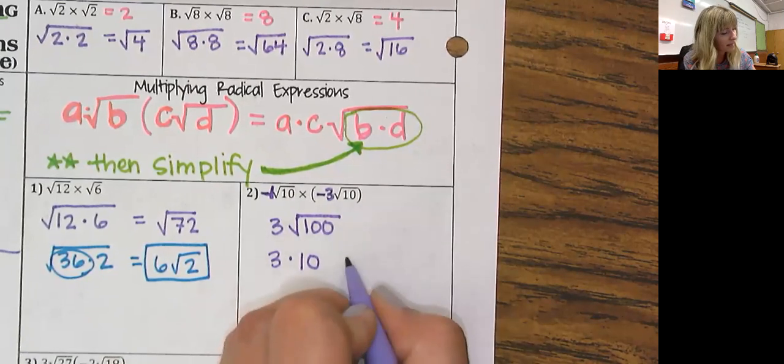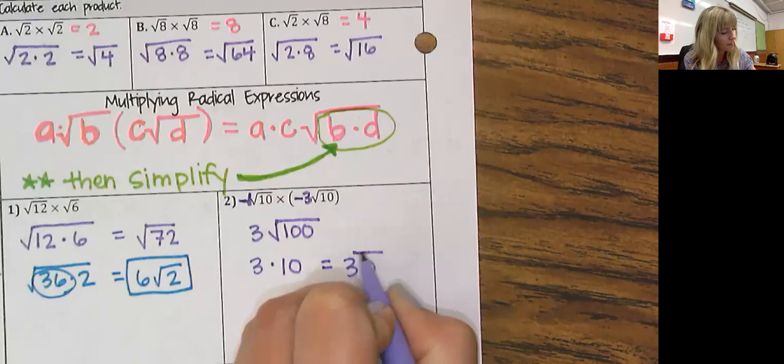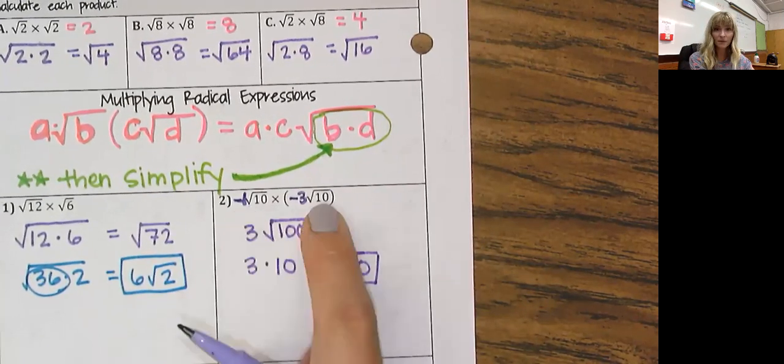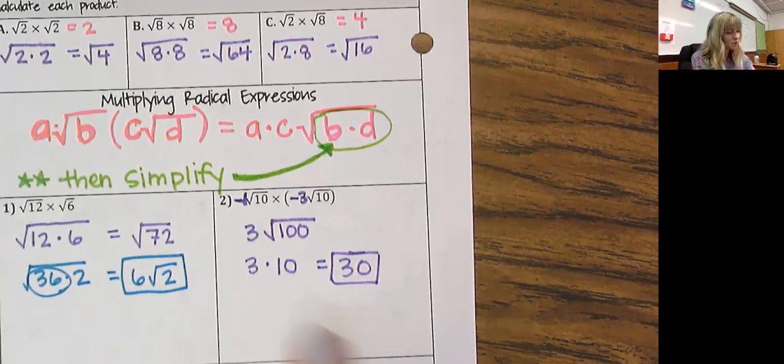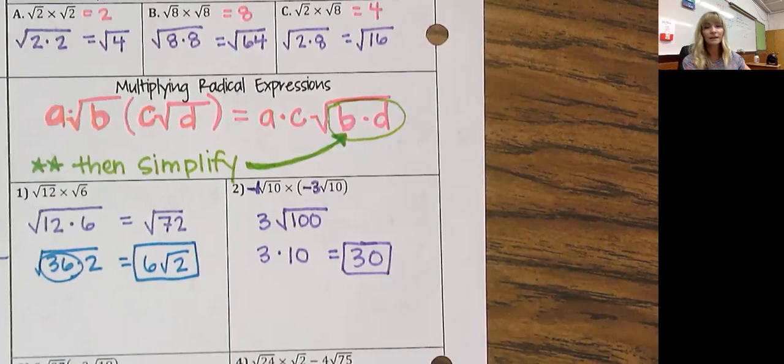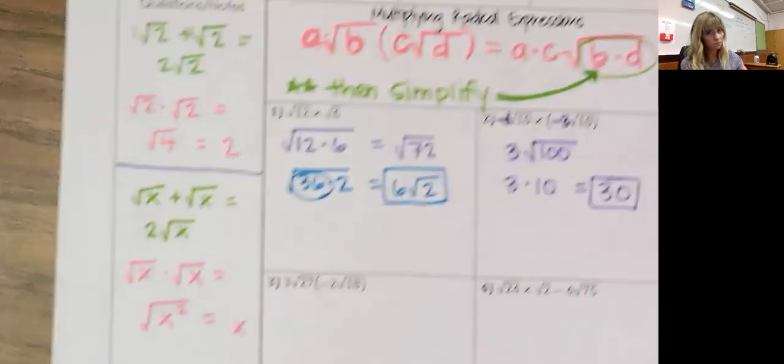So 3 times 10, this whole thing comes all the way down to 30. And if you want to, you can pause this video and type all that in your calculator and you'll see it, but that is certainly simplified. We multiplied the coefficients, we multiplied the radicands. Let's try it again. Here we go.